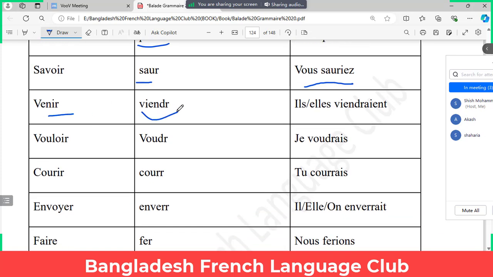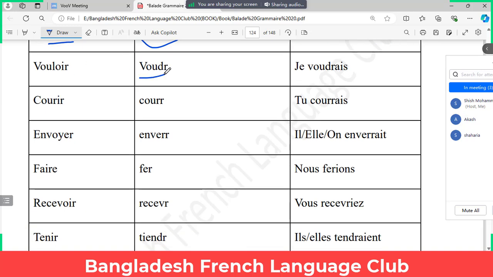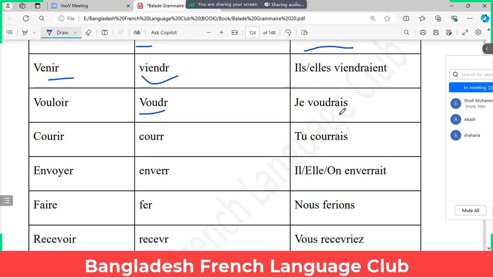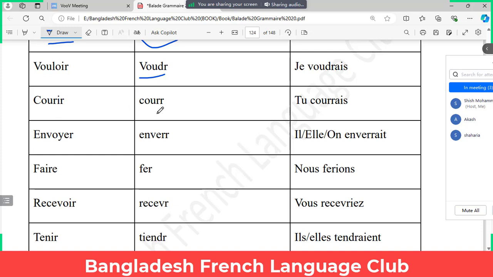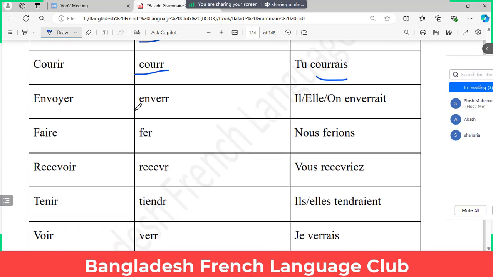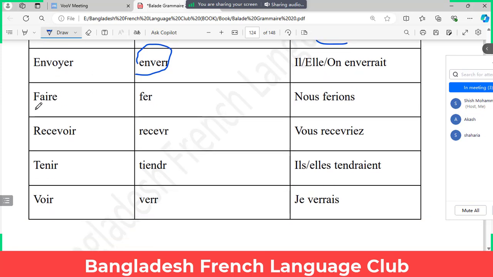Venir is viendr. Viendr means to come. So il viendrait, he would come. Vouloir is voudr. Je voudrais means I would like to. Courir means to run, so courr is the radical. So tu courrais, you would run. Envoyer is enverr. So il, elle enverrait: he would send, she would send. Faire is fer, so nous ferions means we would do or we would make.